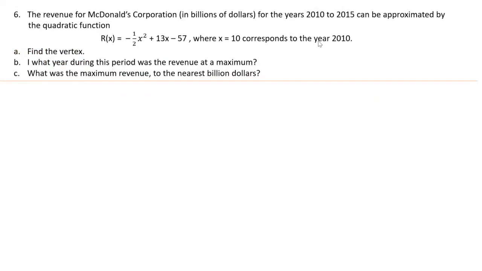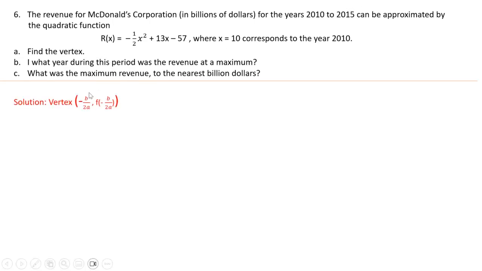Now, number 6, how do we use quadratics in real life? Here's an example. The revenue for McDonald's Corporation in billions of dollars for the years 2010 to 2015 can be approximated by the quadratic function r of x equals negative 1 half x squared plus 13x minus 57, where x equals 10 corresponds to the year 2010. For the first part, it says find the vertex. Once you find the vertex, you also have the answers for parts B and C, but we have to answer them in terms related to this question.